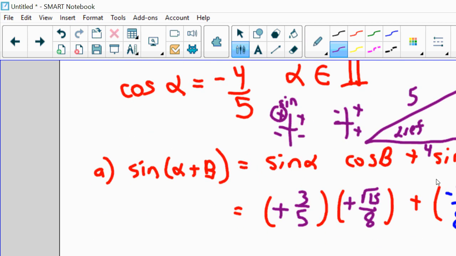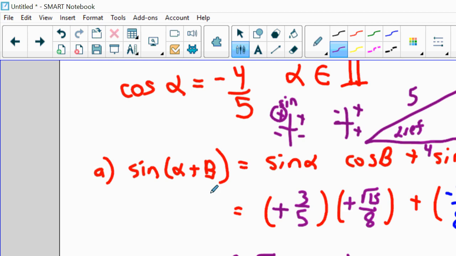And we end up with 3 square root of 15 plus 28/40. They're both over 40, so you can combine them. Double negative makes it plus.